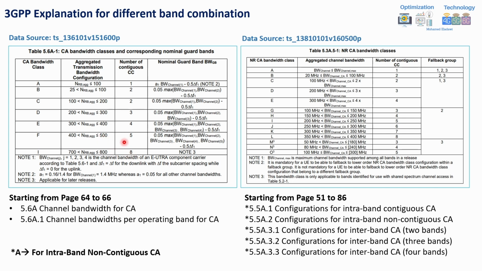And the others, I think this is for the massive MIMO. Not massive MIMO. The others, yes, are for massive CA, massive carrier aggregation, which I didn't test before.